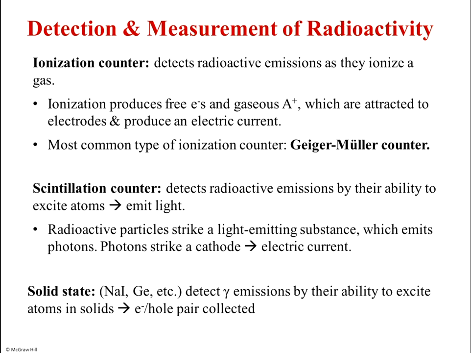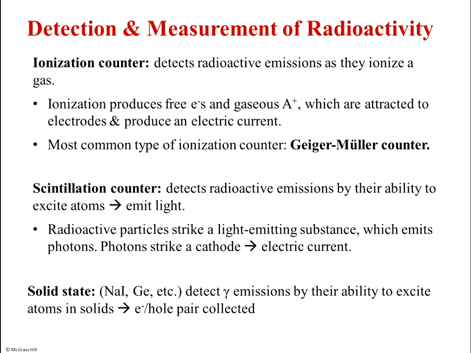There's things called a scintillation counter, which detect radioactive emissions by the ability of the radiation to excite atoms, and those excited atoms will emit light, which can be detected by a local phosphorescence or other type of light detector. But there are solid state detectors which can directly detect, for example, gamma emission by the ability to excite atoms within solids.